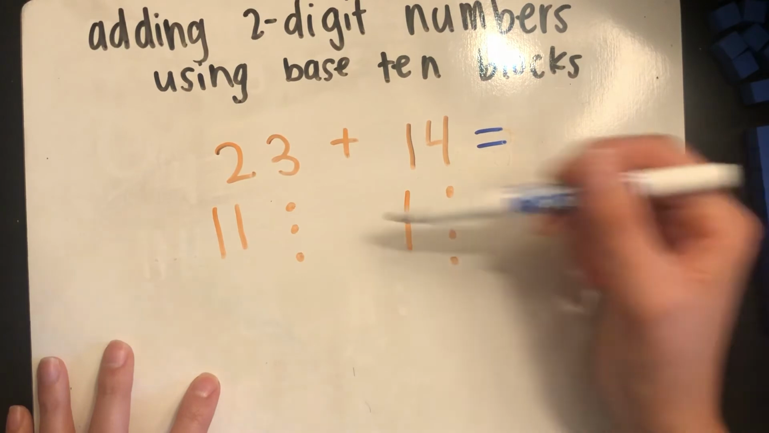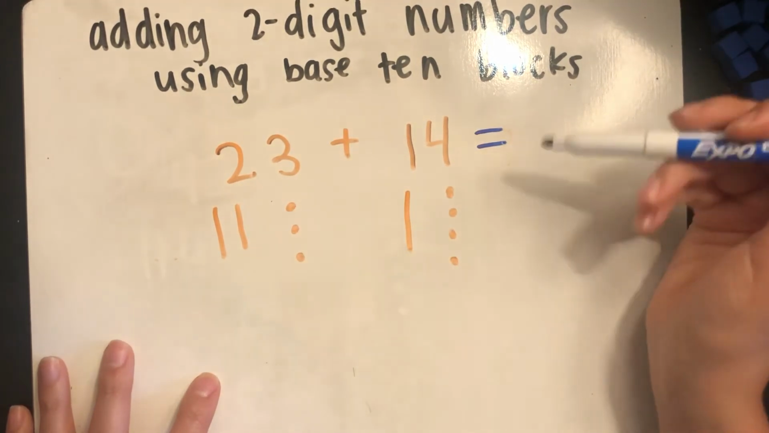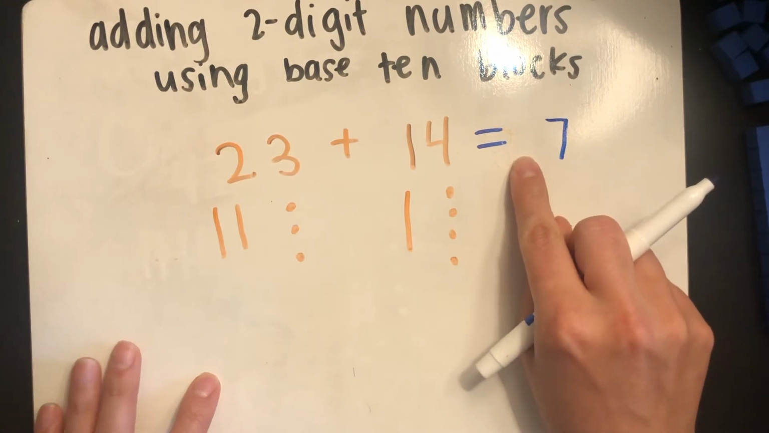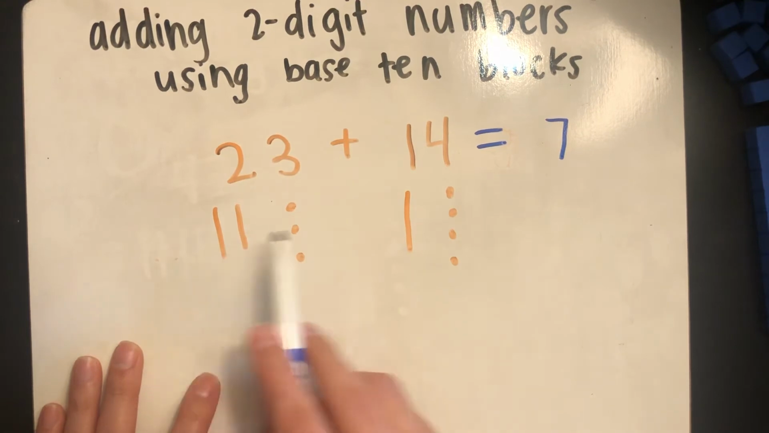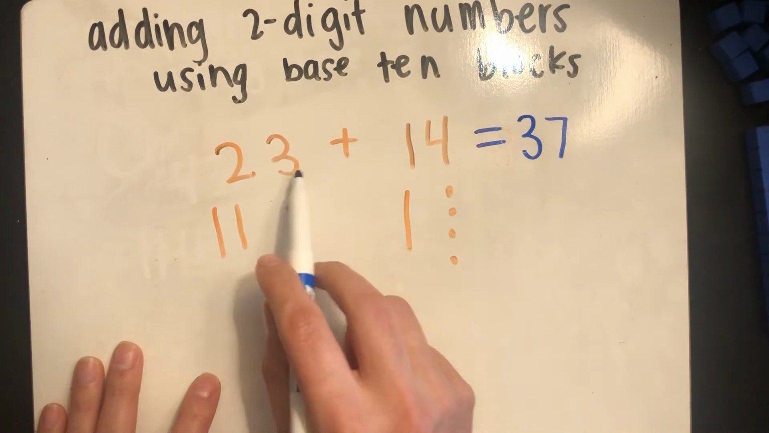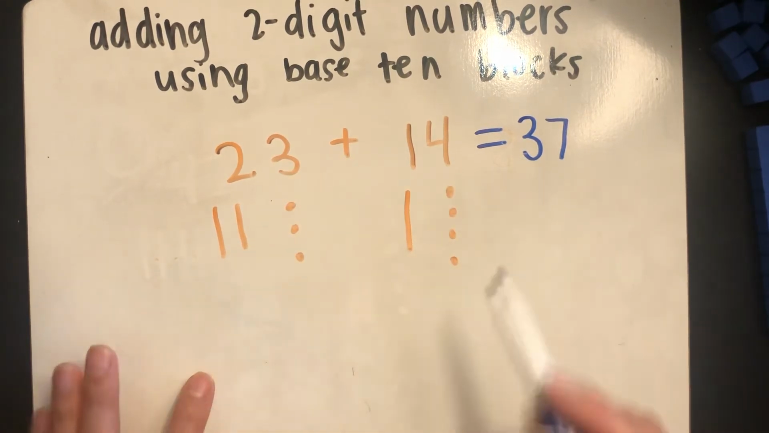1, 2, 3, 4, 5, 6, 7. Okay, so we have 7. I'm going to leave a little bit of space for our tens sticks because the tens sticks always come first. So let's see, 1, 2, 3 tens sticks. Okay, so I know that 23 plus 14 equals 37.